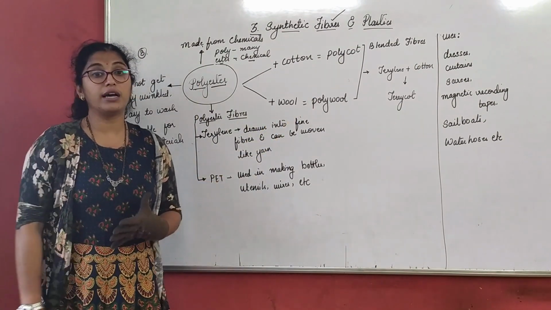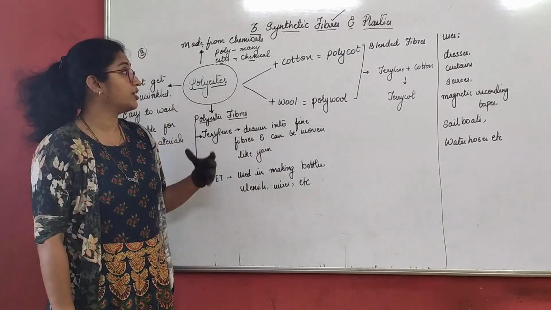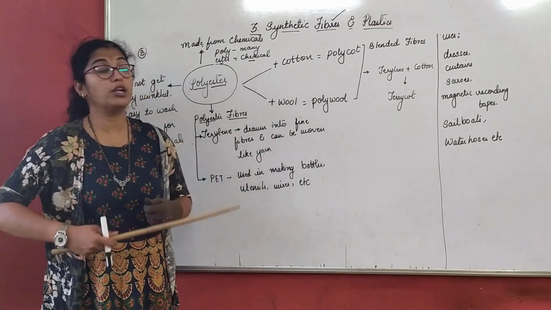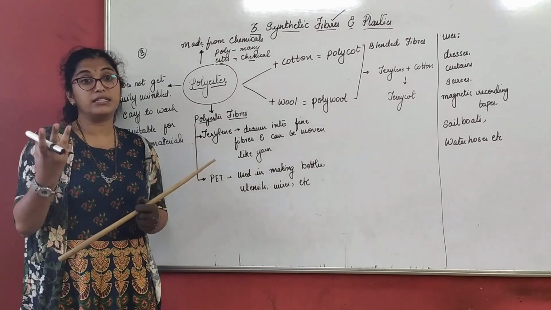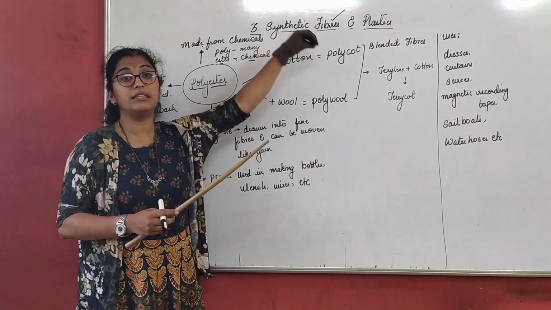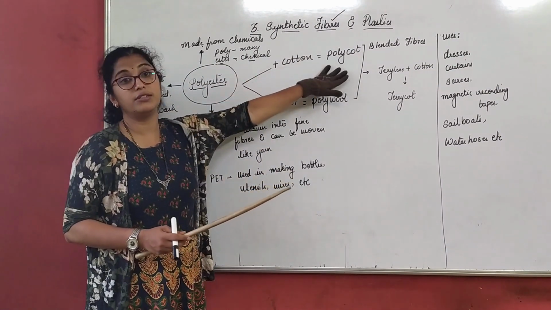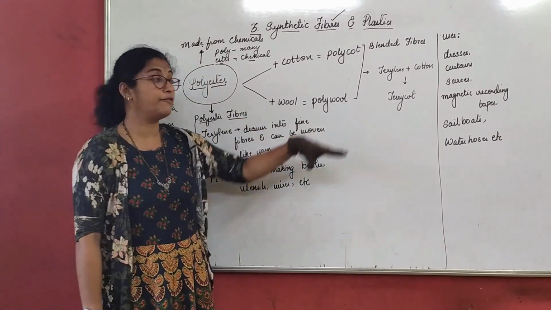Now when you go to a garment store to buy certain clothes, sometimes the shopkeeper tells you this is polycot, this is polywool. That is nothing but a combination. Polyester is mixed with another fabric. So polyester mixed with cotton is known as polycot, polyester mixed with wool is known as polywool.